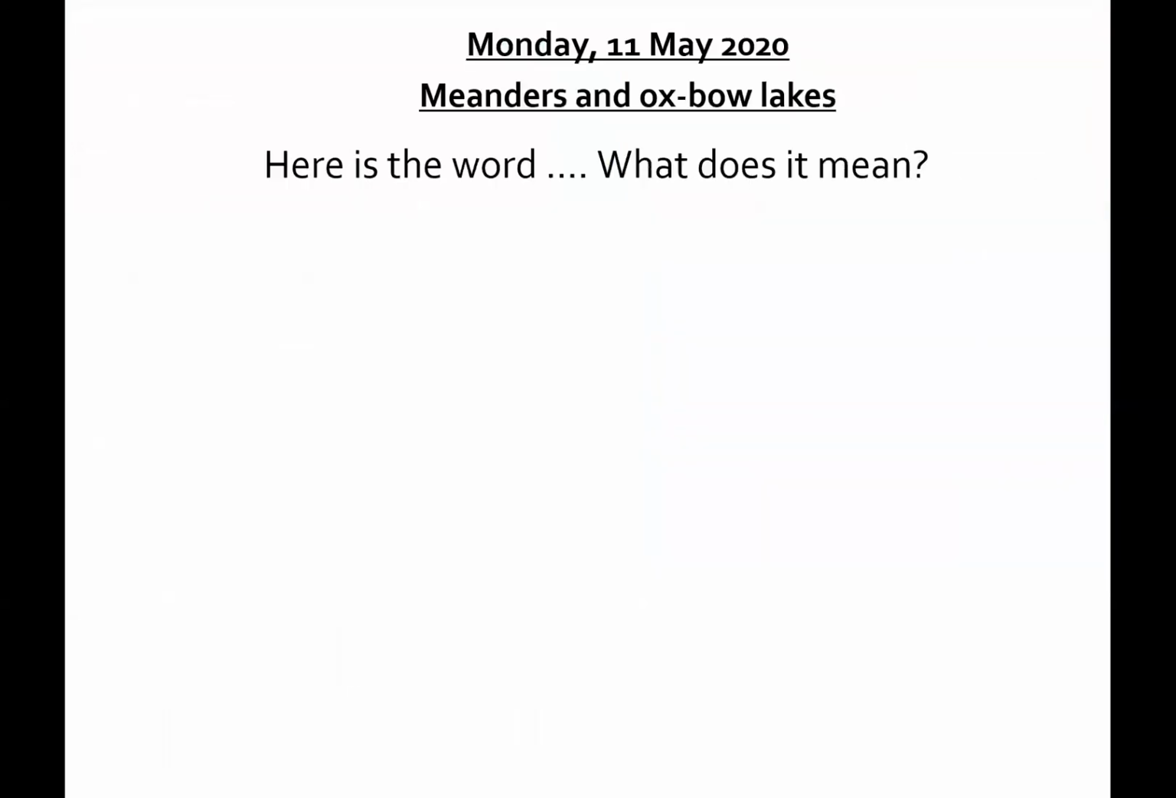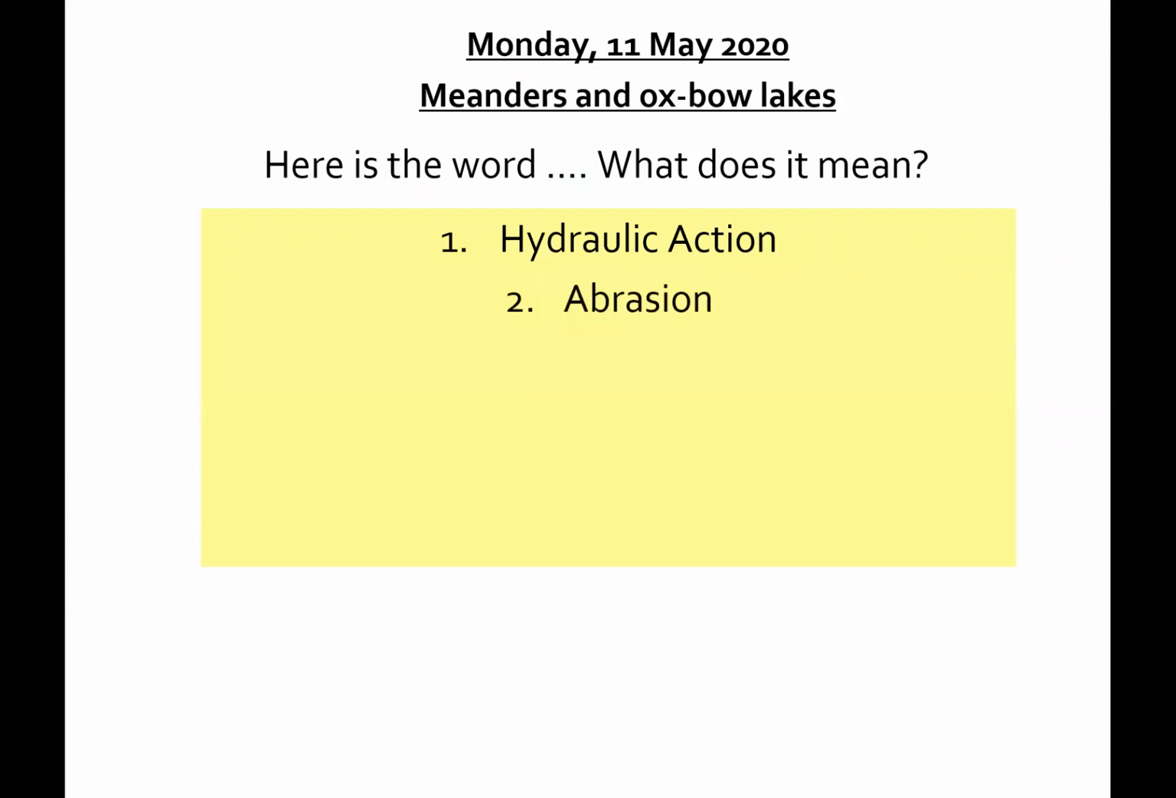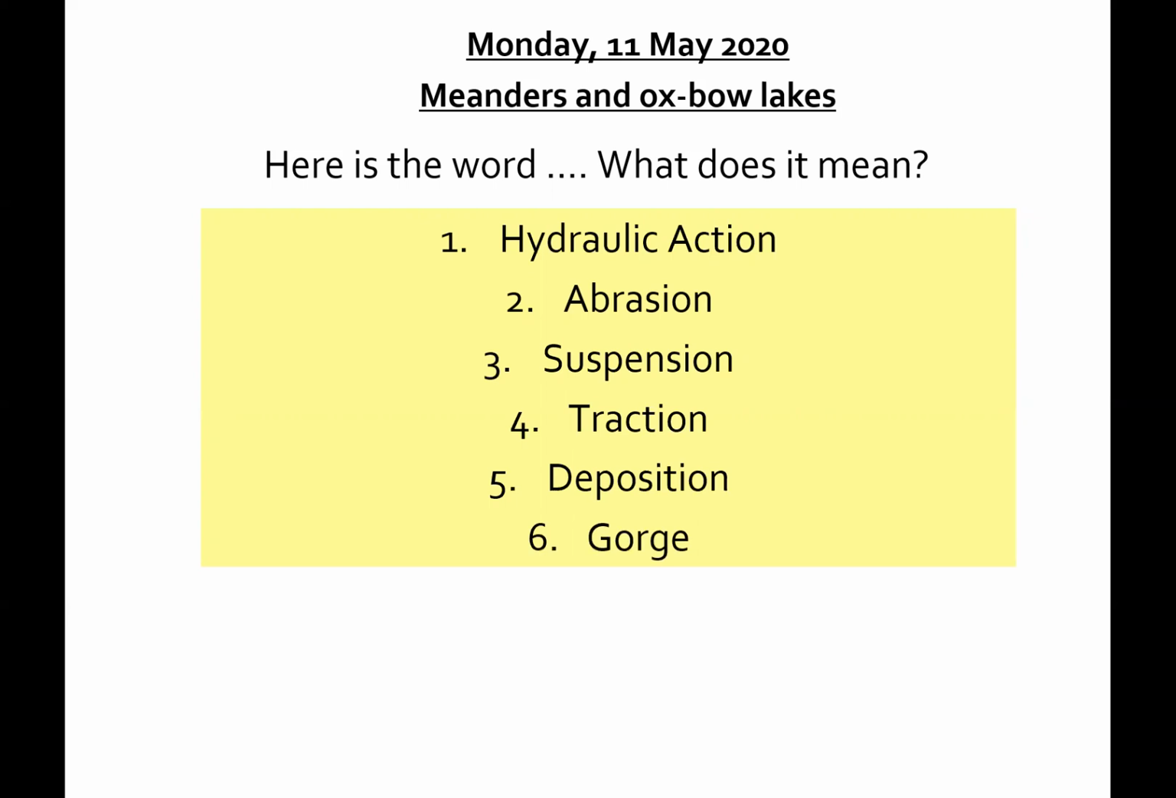So just to recap what we've been doing so far, I'm going to give you a list of words. I just want you to write down what it means. And once you've written them all down, I'll give you the answers. So hydraulic action, abrasion, suspension, traction, deposition, and gorge. So write down what they mean, and I'll give the answers in a second.